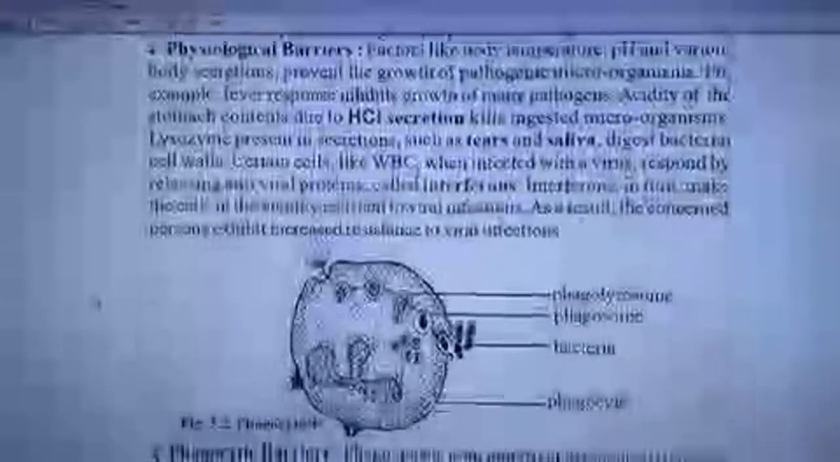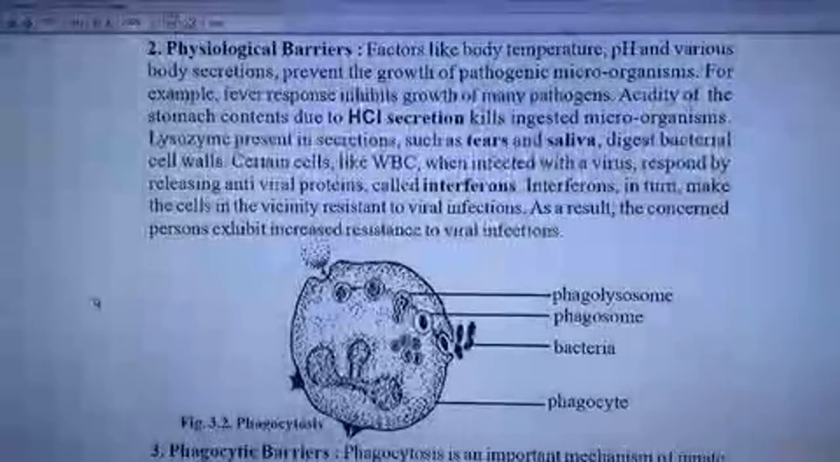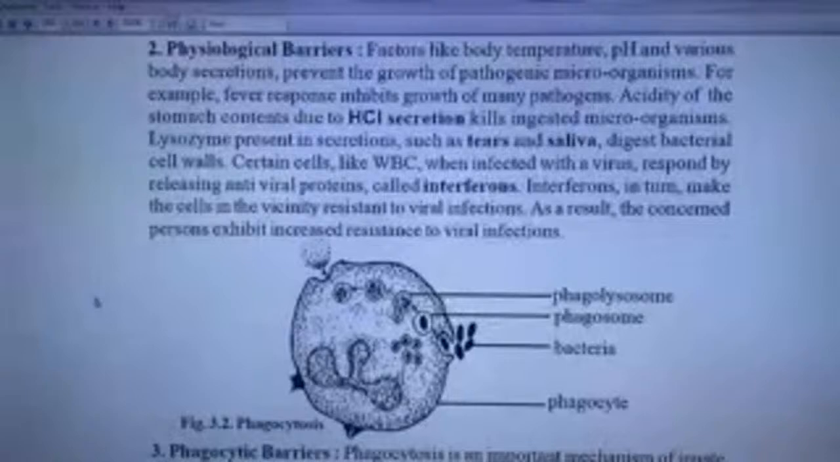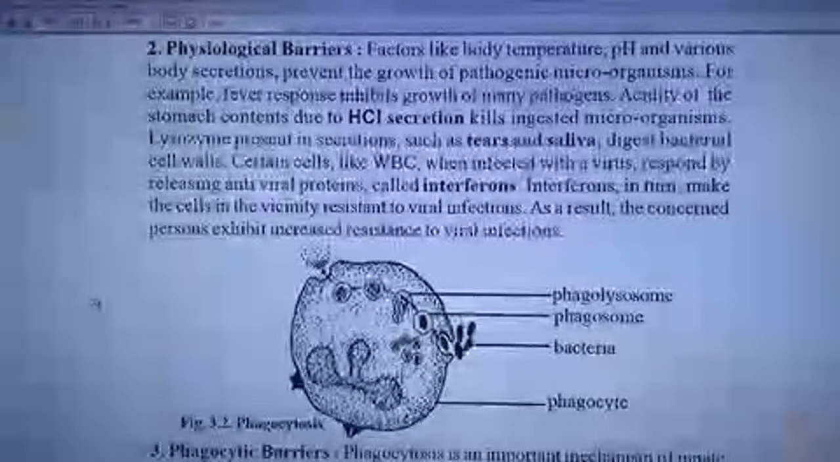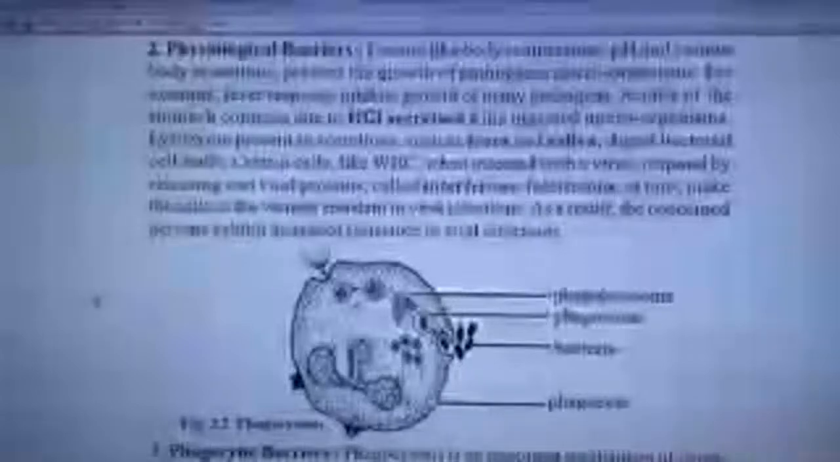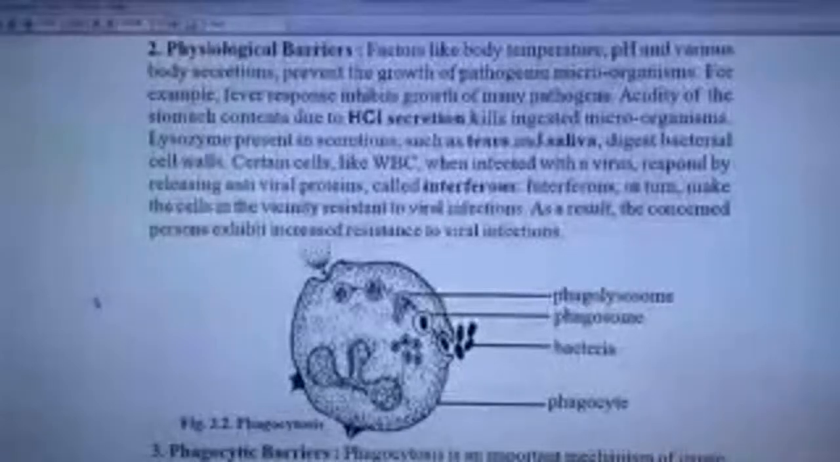Physiological barriers. Factors like body temperature, pH, and various body secretions prevent the growth of pathogenic microorganisms. For example, fever response inhibits growth of many pathogens. Acidity of the stomach contents due to HCl secretion kills ingested microorganisms. Lysozyme present in secretions such as tears and saliva digests bacterial cell walls.